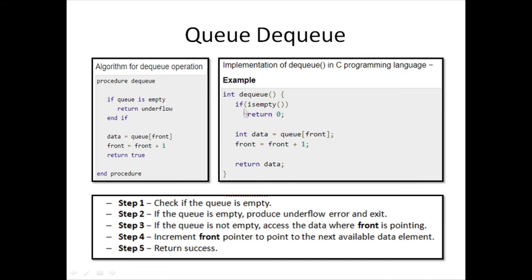So in C language, let's check. The first step is to check if the queue is empty. So we have our isempty function. If it's empty, then we just return 0. So if the queue is empty, produce an underflow error and exit. So 0 here will be our indicator that the dequeuing operation was not successful. Otherwise, if this is not true, access the data where front is pointing. So the element on that particular front location will be stored inside the variable data. And then increment the front pointer to point to the next available data element. That's why we have here front is equal to front plus 1, and then return success. So we just return the data that was dequeued.